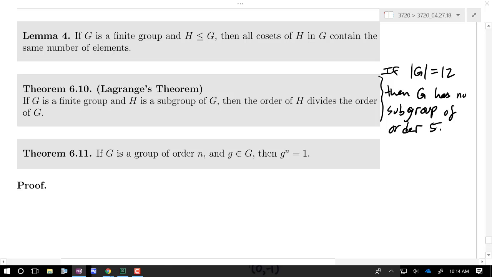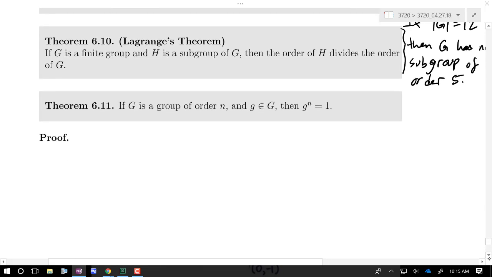In order to have a chance of being a subgroup, if anything is a subgroup of G, its order would have to divide the order of G. So possibilities for the order of a subgroup of a group that has order 12 would be 1, 2, 3, 4, 6. I think that's it. But any subgroup G might have would have to divide 12 here.